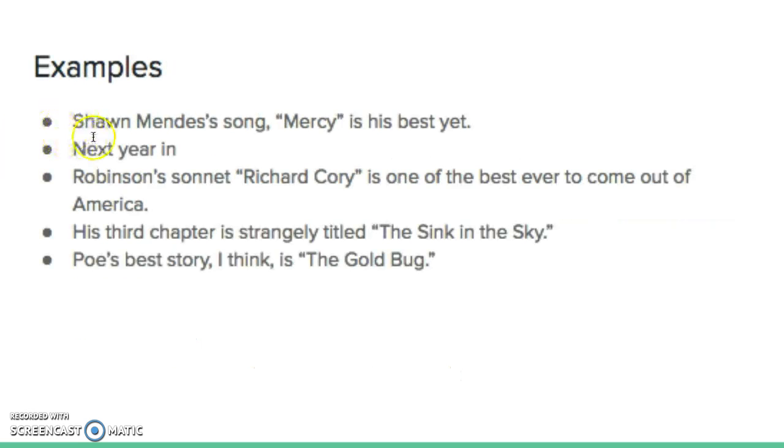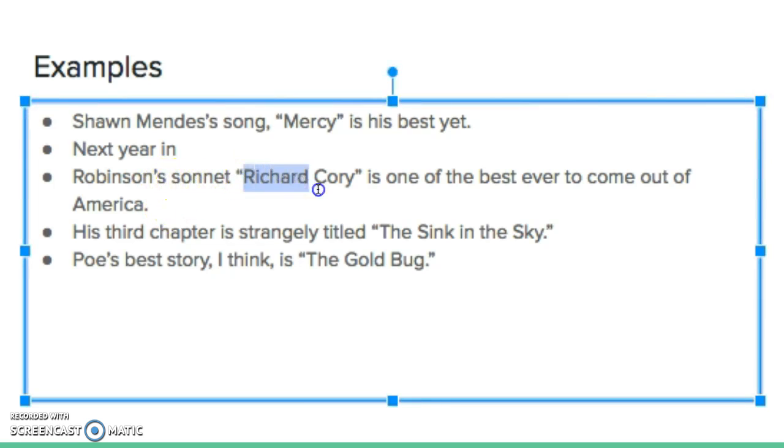So here's some examples for you. Shawn Mendes' song "Mercy" is his best yet. Robinson's sonnet, "Richard Cory," is one of the best to ever come out of America. So this is one sonnet. A sonnet is a poem. So this is saying it's the best.